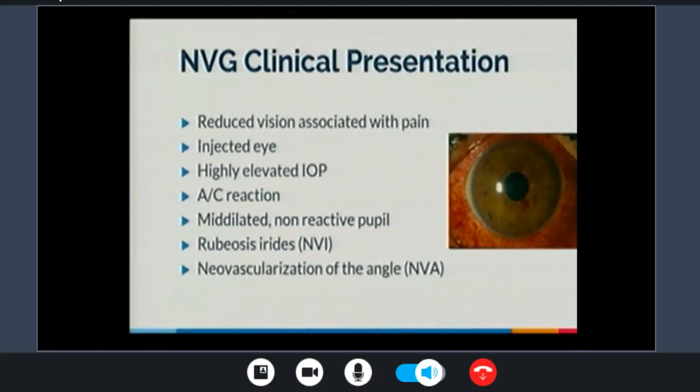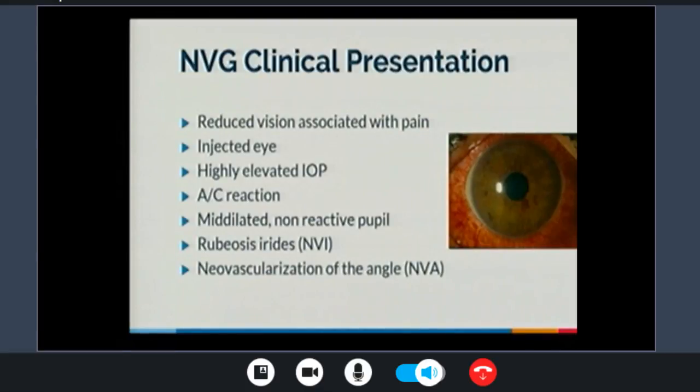So this is the hallmark of the disease, and the patient usually comes complaining of reduced vision, severe pain, and an injected eye, and the pressure is always high, 60, 50, 70, in this range. Unless, as we mentioned earlier, the underlying pathology is not the usual ones.